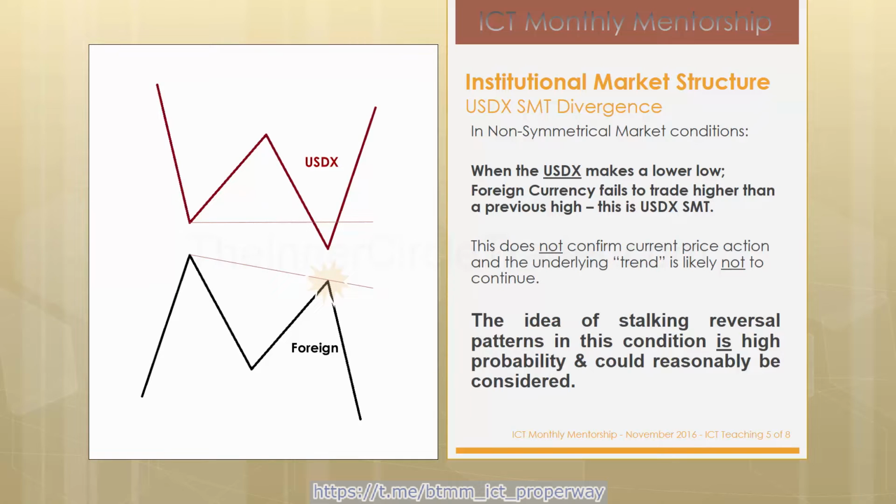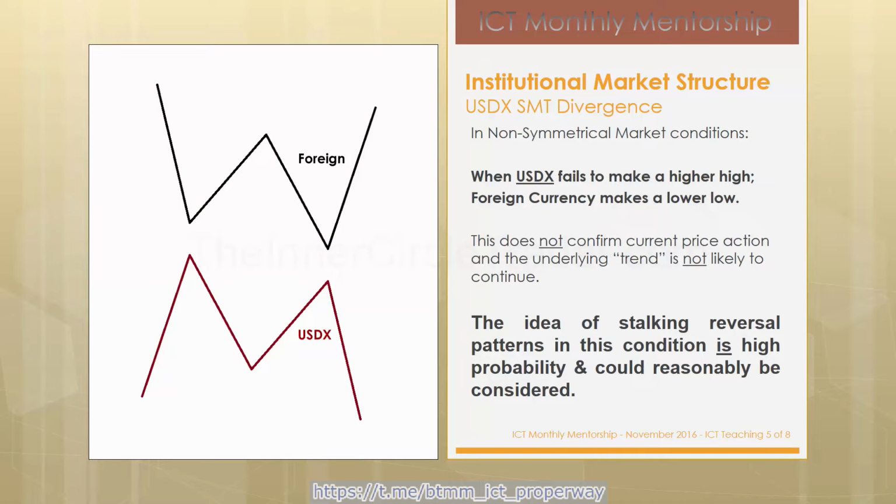However, the idea of stalking reversal patterns in this condition is high probability and could reasonably be considered. That lower low on foreign currencies is indicating that the dollar index is most likely going down below a previous low to do what? Wipe out the sell stops, accumulate new buying, and the rally should ensue on the dollar. If the dollar is going to rally, that means there's going to be downward pressure in foreign currencies, and it's already shown itself in the form of weakness by having a failure swing in the foreign currency, making a lower high.